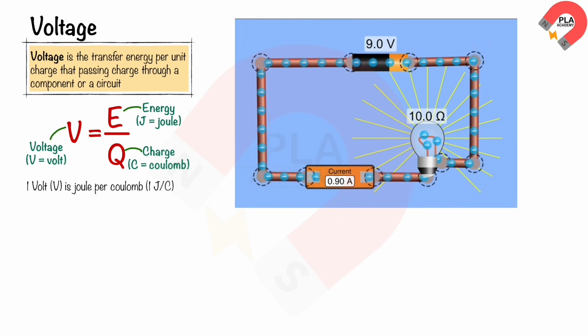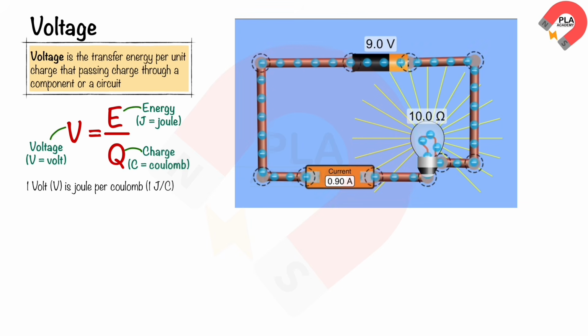We often use cells or batteries to move charges around circuits. We can imagine them as being electron pumps. They transfer energy to the charges. The amount of energy given to the charges by a cell or battery is measured in volts. If we connect a 9-volt cell into a circuit, and current flows, 9 joules of energy is given to each coulomb of charge that passes through the cell.